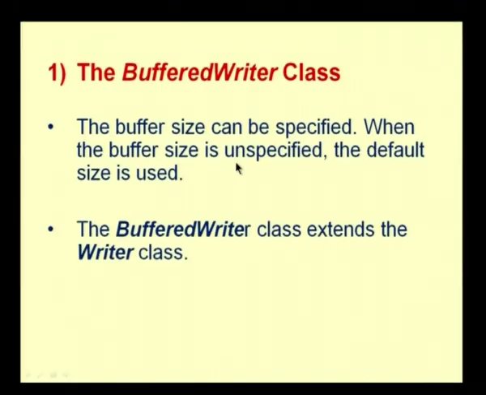So we can give a buffer of a particular size, or we can restrict that by using a newline character. So the buffer size can be specified. When the buffer size is unspecified, the default size will be used. So I already told you that you can use a particular buffer size, or you can also take your end of line as the stop, that is your delimiter, to find out the end of the buffer. So the BufferedWriter class extends again your Writer class.